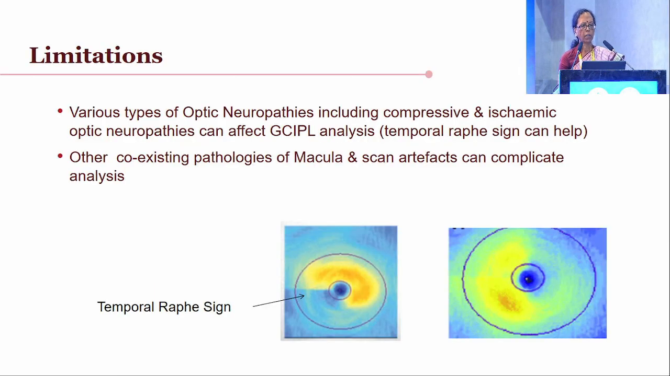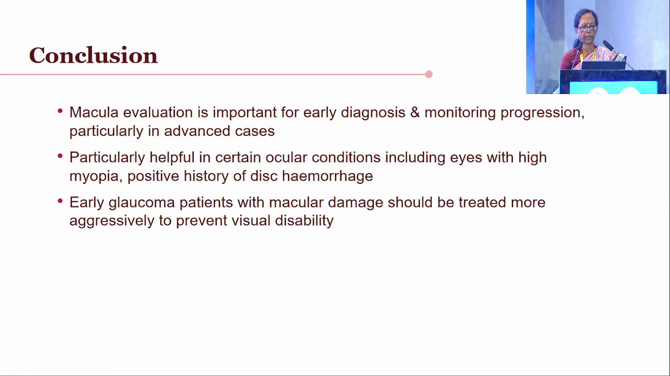There are certain limitations if we do only ganglion cell analysis, because various optic neuropathies, including compressive and ischemic neuropathy, can cause defects in the macula. But if we look carefully, there is a temporal raphe sign, which is very specific for glaucoma. Other neuropathies will have this type of ganglion cell defect, and if we look carefully, the temporal raphe sign will help us to know that it is a glaucomatous defect.